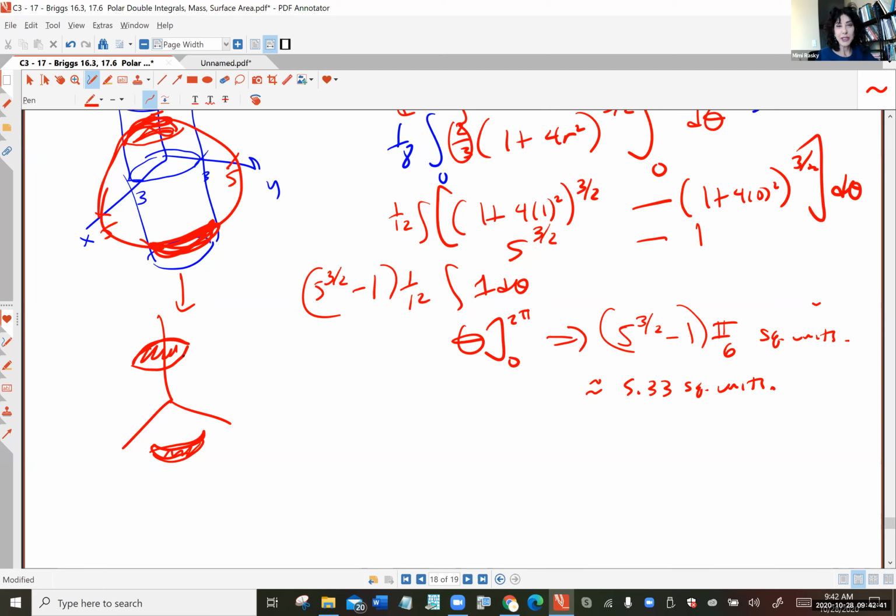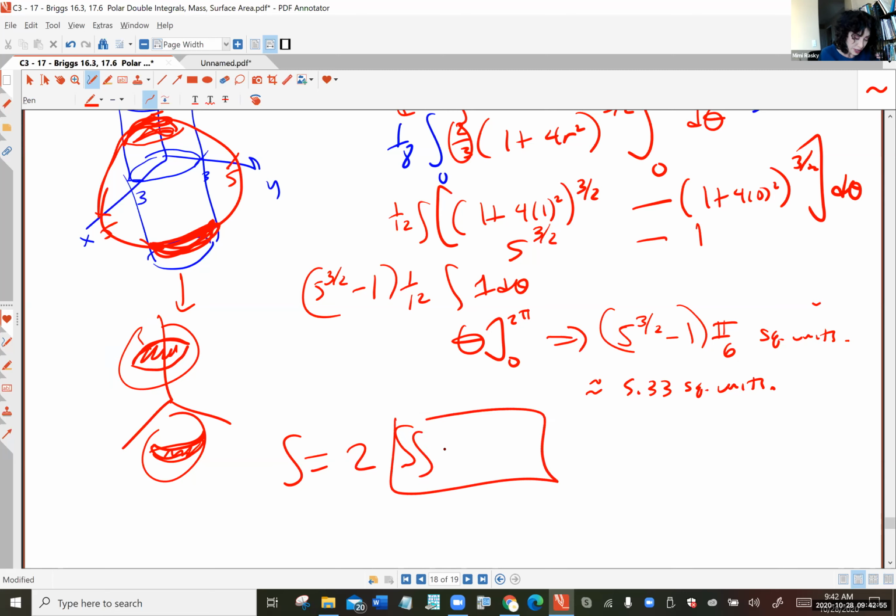Now, I'm going to use symmetry, otherwise this is a pain. So I'm going to claim by symmetry, these 2 surface areas are the same. So my surface area is just going to be twice the area of the North Pole. That's how I'm going to roll. Okay? And that's good enough for me.